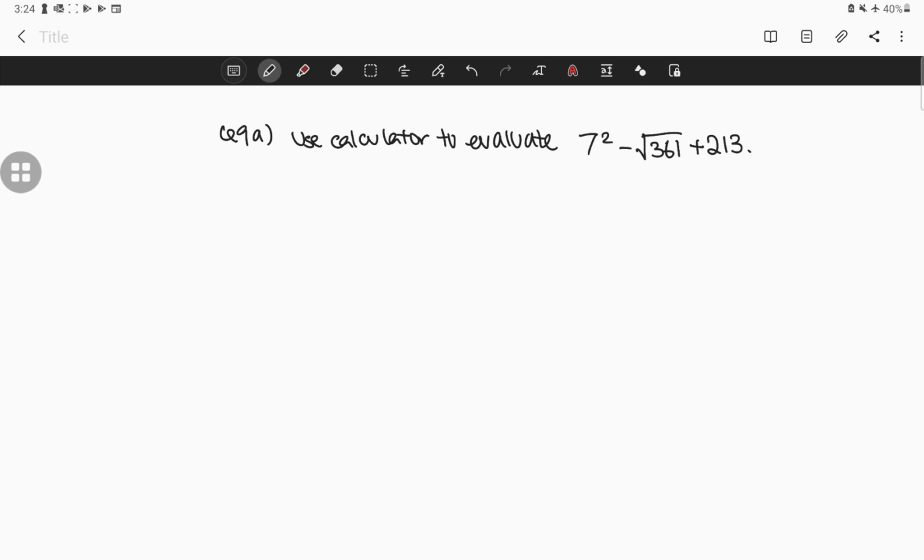Question 9a. Let's move on to question 9a. The question states, use calculator to evaluate 7 squared minus square root of 361 plus 213. So all you need to do is key this whole portion here into your calculator. And for your working, all you need to write is 7 squared minus square root of 361 plus 213 is equal to 9291. That's all. So for this, you do not need to show much working. All you need to do is use your calculator as written over here.